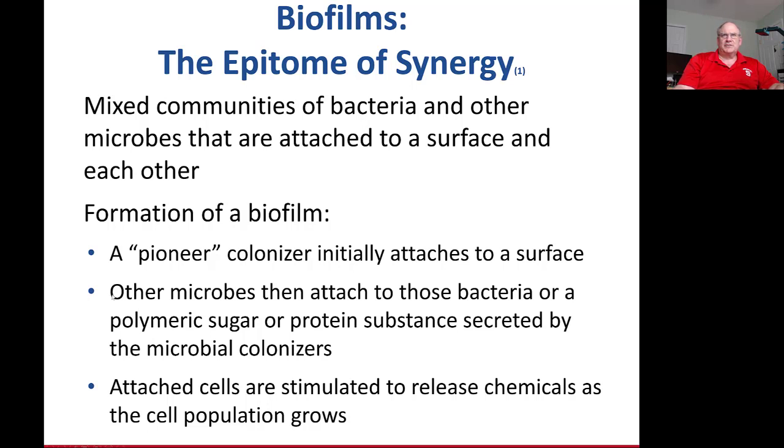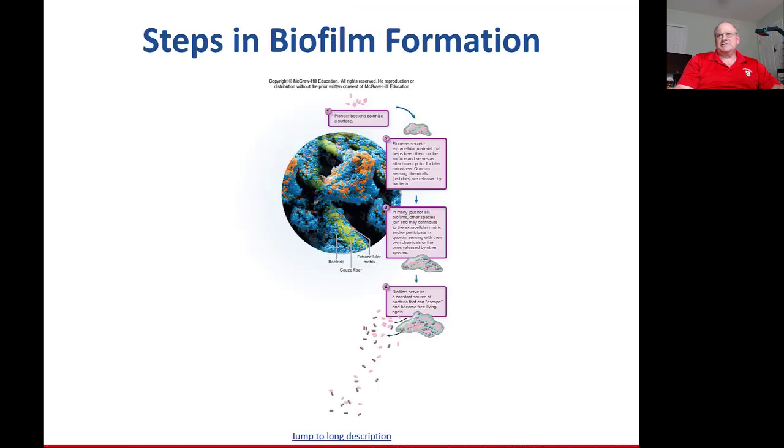In other words, we usually have a selective number at first. The pioneer attaches to a surface. Then other microbes attach to those bacteria and start producing other substances that other microbes can attach to, and it goes on to form a biofilm. You can review the diagram in your book. It talks about this formation. This is very, very common.